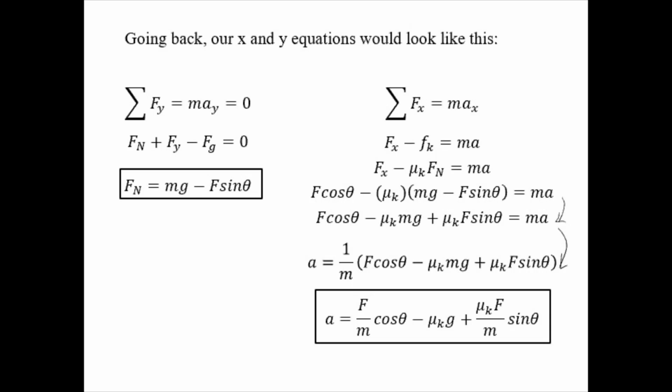And now if we factor that m through the entire equation, through each term, we end up with an equation that says your acceleration is going to be F over m times cosine theta minus mu sub k g plus mu sub k F over m times sine theta. So again, a little more complicated? Yeah, a little, but keep in mind that these are just numbers, and we're dealing with them like numbers, right? The only functions with theta in them are this term and this term. This is kind of like a constant, right?